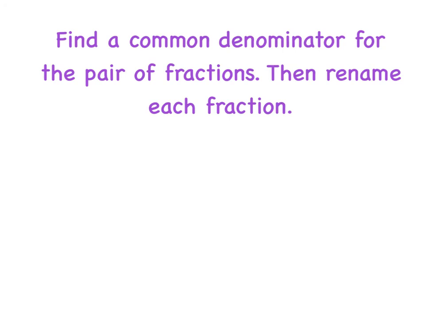This says to find a common denominator for the pair of fractions and then rename each fraction. Renaming the fraction means rewriting it with the new denominator that you've chosen. The nice thing about finding a common denominator is that there are many different answers. Let's look at the problem 1/5 and 3/10.